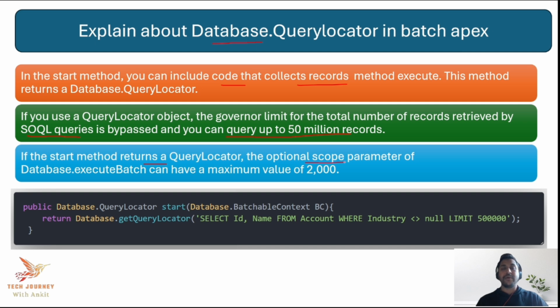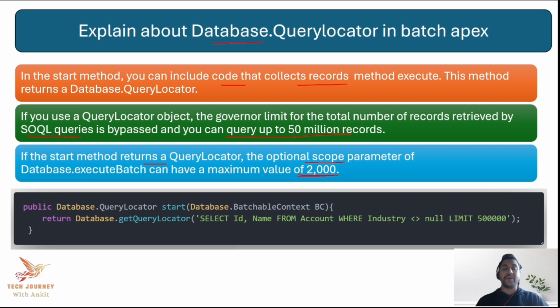So if the start method returns a query locator, there is an optional scope parameter. This parameter is also very important. Whenever we are executing the batch Apex, we always pass the optional scope parameter, right? Not mandatory. In case you are not passing it, then what is the default value? Again, do let me know in the comment section. I believe I have that covered in the upcoming slides as well. But in case you have watched till here, do let me know what is the default value of the optional scope parameter. So if you are not passing that value, it will work on the default value. But in case you are passing that value, then the maximum value that you can put here is 2000. So in the case of Database.QueryLocator, the maximum value of the optional scope parameter here is 2000.